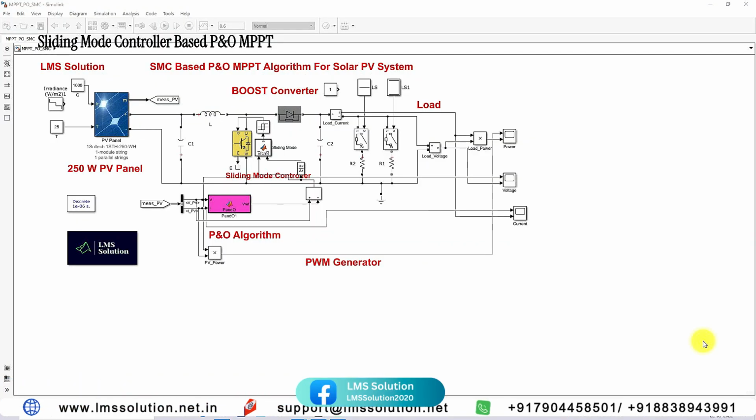Today we are going to see about sliding mode controller based P&O MPPT algorithm for solar PV system. This is the model used for testing the sliding mode controller based P&O MPPT algorithm for solar PV systems.